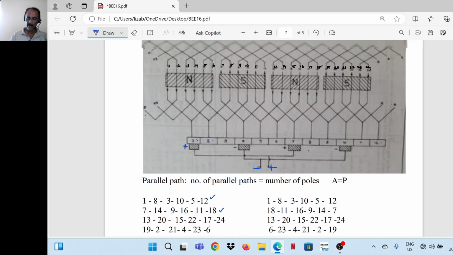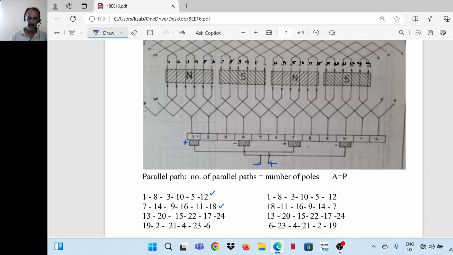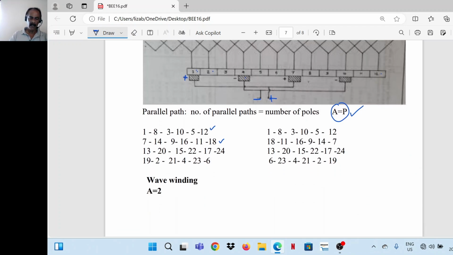So this kind of a winding is called a lap winding, and its specialty is that the number of parallel paths is equal to number of poles. This is an important relation for lap winding. Number of parallel paths is equal to number of poles. So the total armature current is divided among these 4 parallel paths.